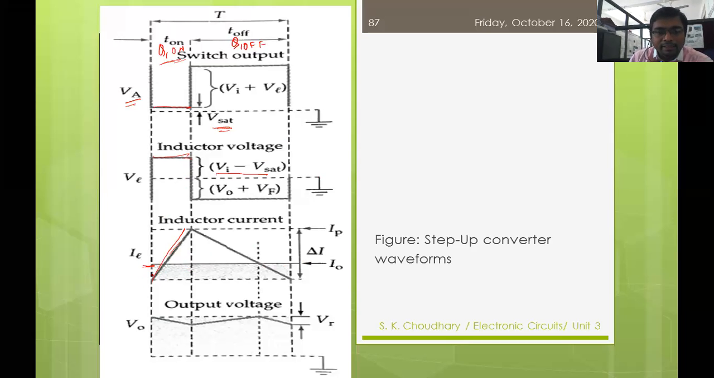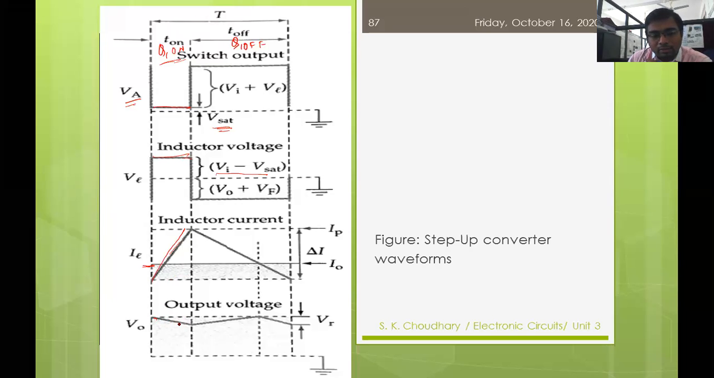When your IL is less than I naught, what happens? When it would be more than I naught, what happens? You have to see. And now you can see that during the T on period, your voltage V naught is decreasing a little bit from its base level or constant value. Actually this decrement is very small. That is a ripple voltage level. Ripple level is there in some millivolts, but we have just shown it here.